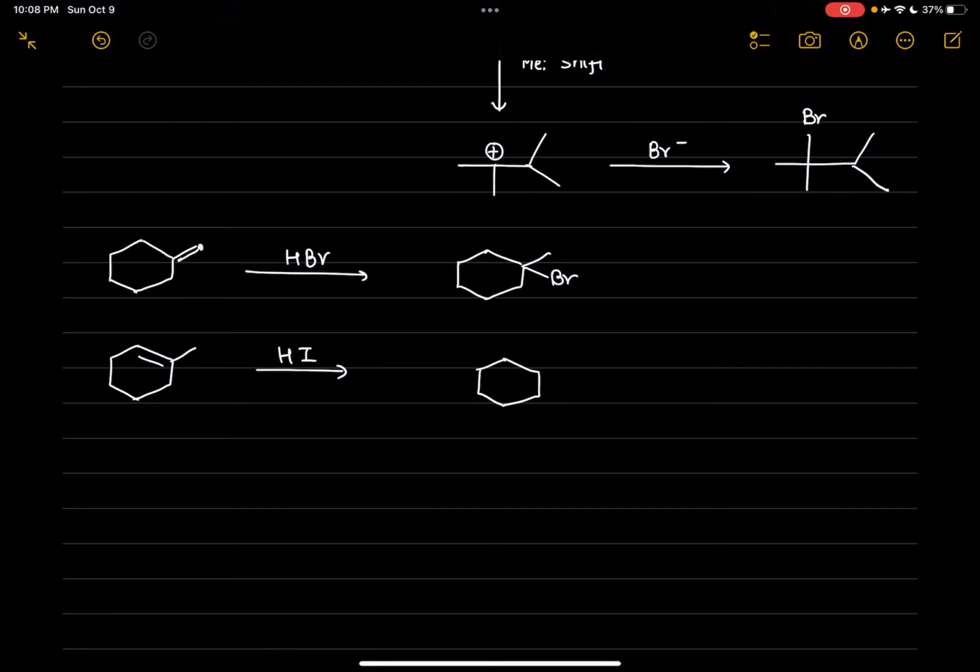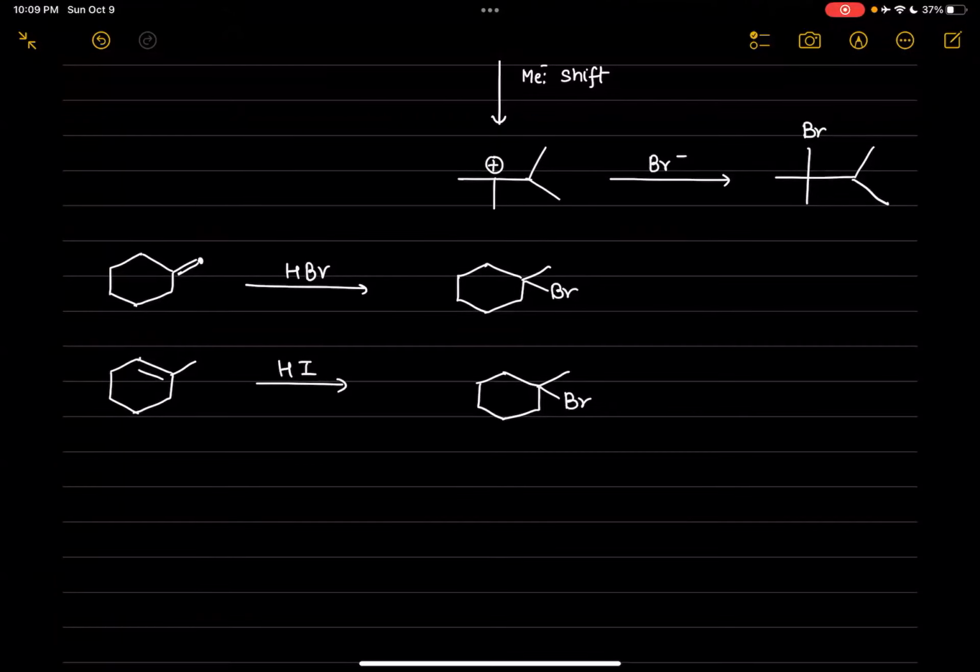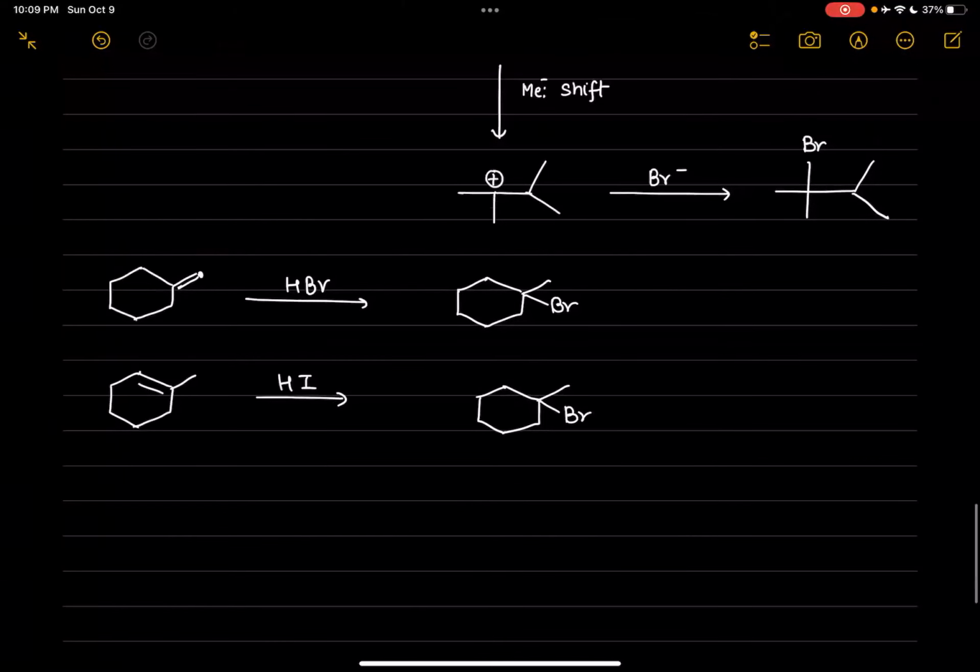And what about this one? Hydrogen will attach to the top, and so Br minus is going to attach. The cation is going to form tertiary. For the second one, it's HI, right? So I should come.